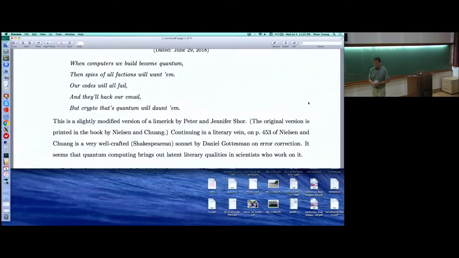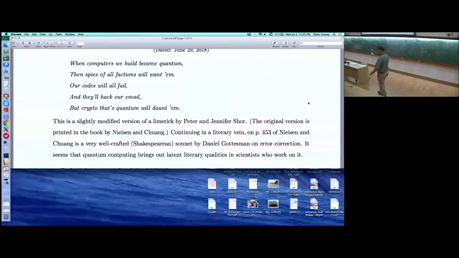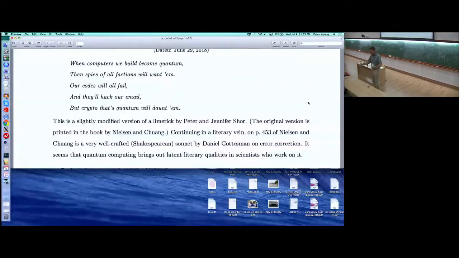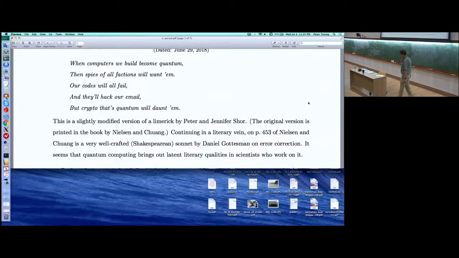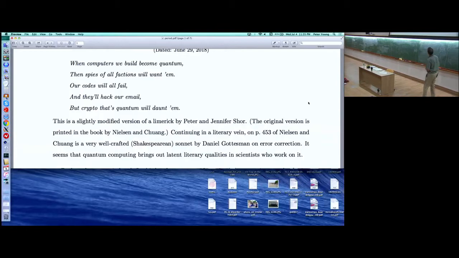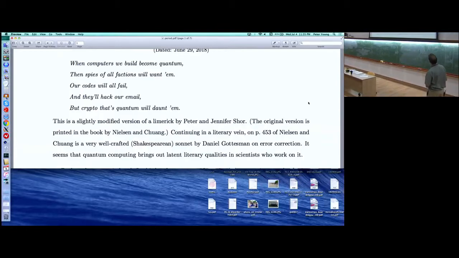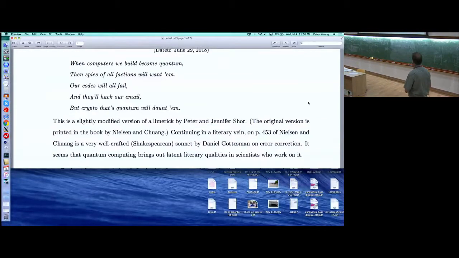Just as a light respite, in Nielsen and Chuang's book, they also have a light respite at some point, and you need it reading that book, and you probably need it listening to this lecture. They quote a limerick by Peter Shor and his wife about quantum computing. And I've actually lightly edited this limerick, so I think it flows a bit better. When computers we build become quantum, then spies of all faction will want them. Our codes will all fail, and they'll hack our email, but crypto that's quantum will daunt them.